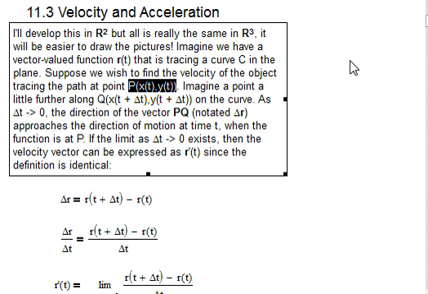So since the vector is itself x of t i plus y of t j, we can imagine the point moves a little bit further beyond P to a point Q, which is x of t plus delta t, y of t plus delta t. So it's just a little bit further along on the curve. As delta t approaches 0, the direction of the vector PQ, notated delta r, approaches the direction of motion at time t when the function is at the point P. So in other words, it's the instantaneous direction, if you wanted to call it that.